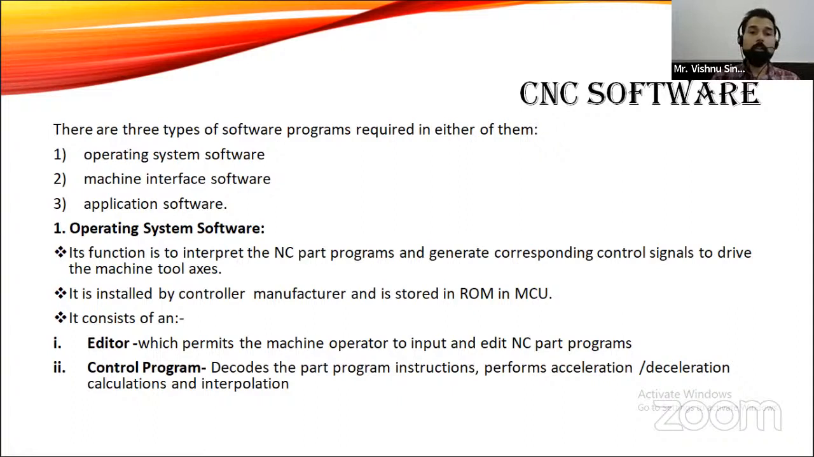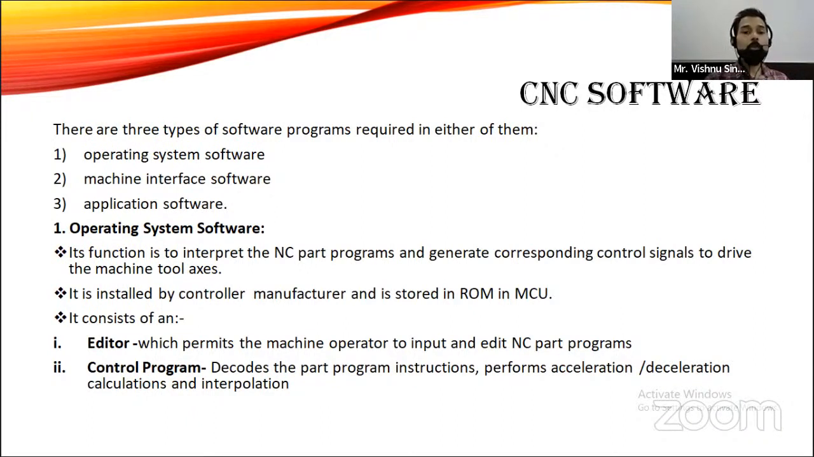So just like whenever we purchase any computer, the software is already pre-installed in it. Who installs it? The manufacturer of the computer. Similarly, whenever you buy a CNC machine, the operating system software will already be installed in it by its manufacturer. So what things come under the operating system software? Firstly, it consists of an editor which permits the machine operator to input and edit NC part programs. So with the help of the editor, we can edit our NC part programs, and the editor is stored in the operating system software.